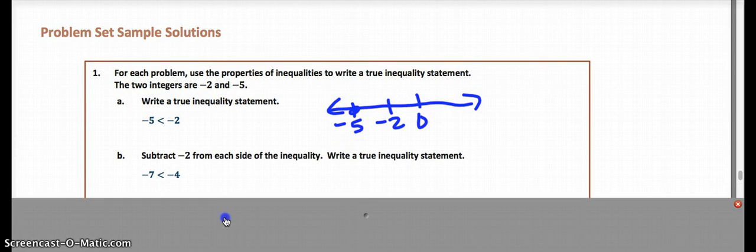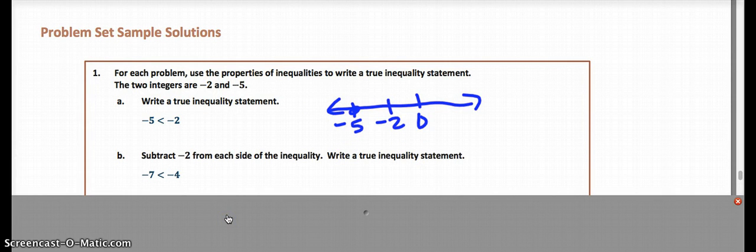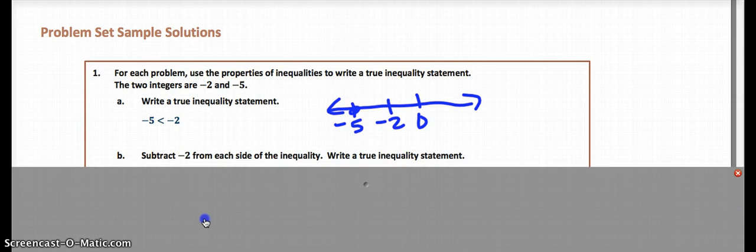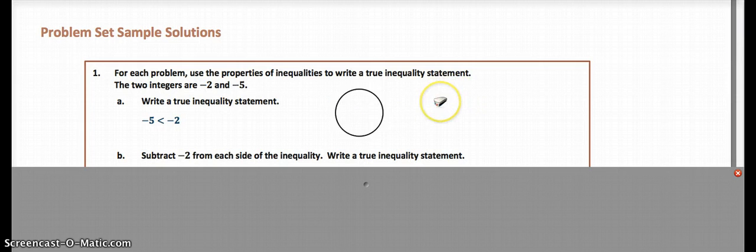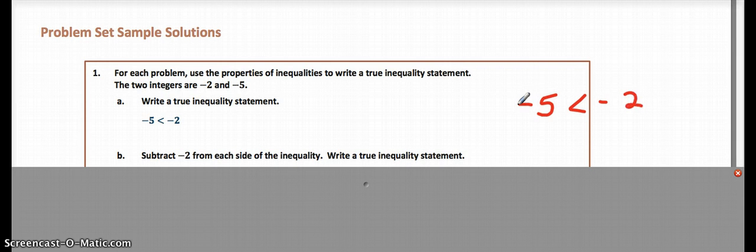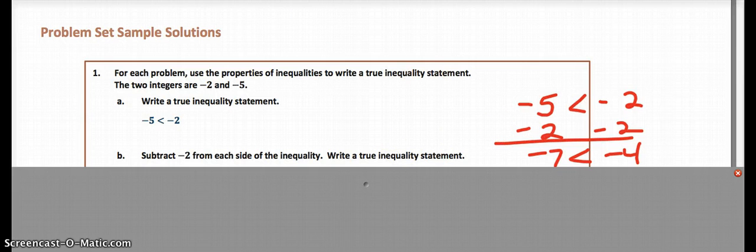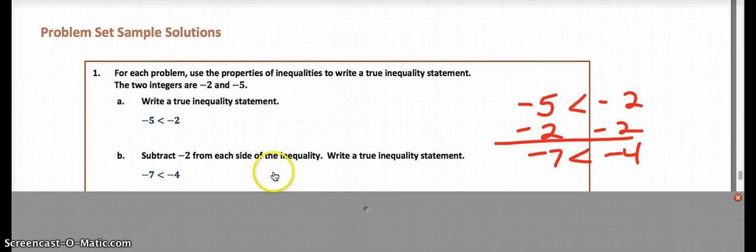For number 2, subtract -2 from each side of the inequality. Write a true inequality statement. Okay, so let's see how that goes. If I've got -5 is less than -2, and I subtract -2 from each side, I've got -7 is less than -4. Is that still true? I believe that it is, because -7 is further down the number line than -4.